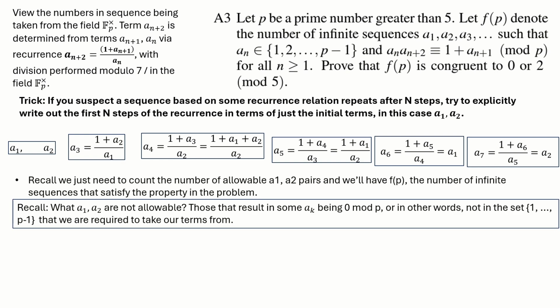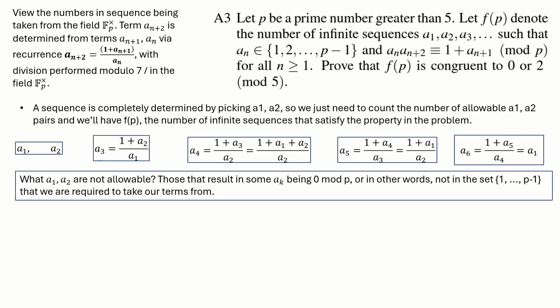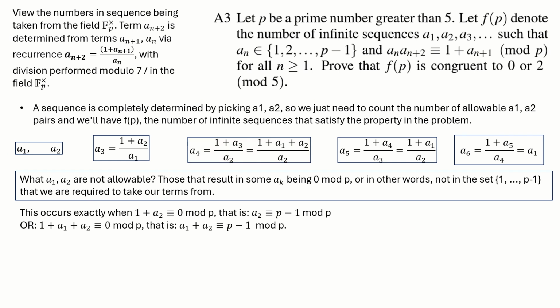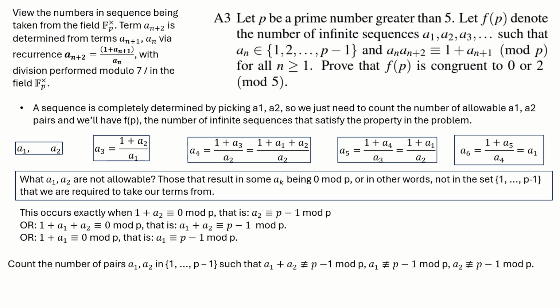So which choices of a1, a2 produce a3, a4, a5 that are still in the set of integers 1 through p minus 1 modulo p? Well, a3 is congruent to 0 mod p if and only if a2 is congruent to p minus 1 mod p. a4 is congruent to 0 mod p if and only if a1 plus a2 is congruent to p minus 1 mod p. Finally, a5 is congruent to 0 mod p if and only if a1 is congruent to p minus 1 mod p. We now have to count the number of pairs a1, a2 that do not satisfy these conditions.